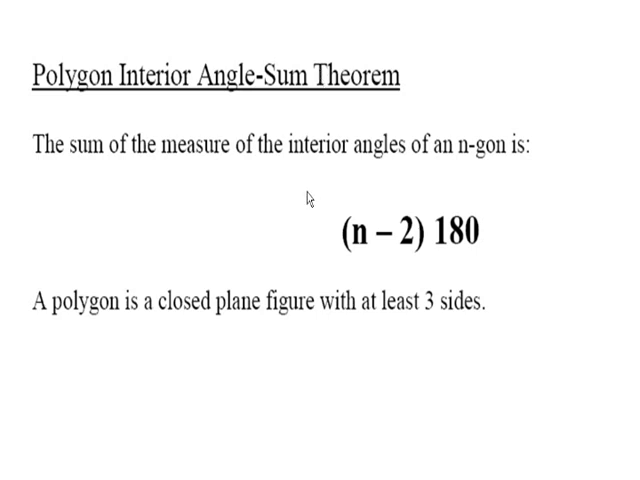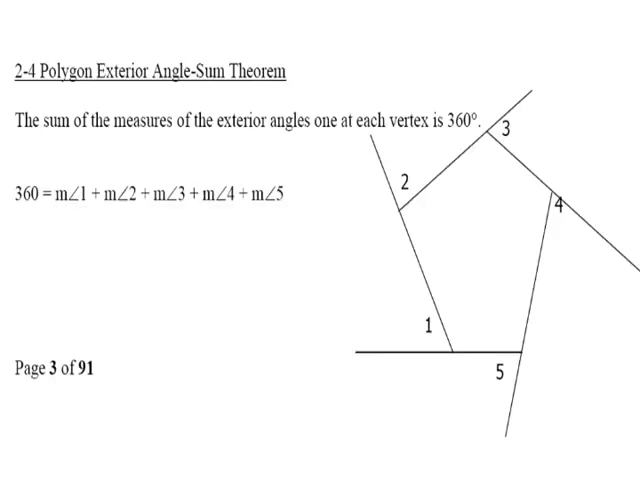Basically it states that the sum of the measure of the interior angles of any polygon is the number of sides minus 2 times 180. Please make sure you have that memorized. And then the exterior angle sum theorem is even easier than that, because it says no matter how many sides a polygon has, the sum of the measures of the exterior angles is 360. So no matter how many sides, altogether, those angles add up to 360.